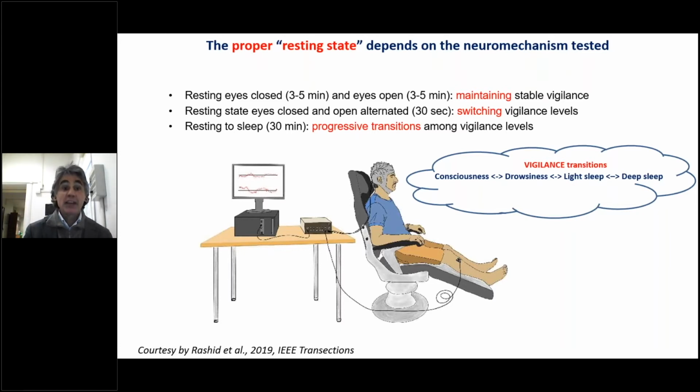And quick changes of eyes closed and eyes open are useful to investigate the switching of a vigilance level. And the use of long recordings, more than 30 minutes of resting state, eyes closed, are useful to investigate the progressive transitions among vigilance levels from quiet wakefulness to sleep.